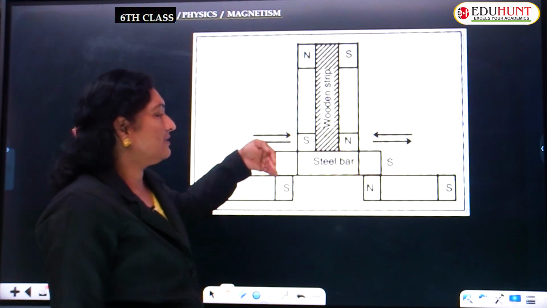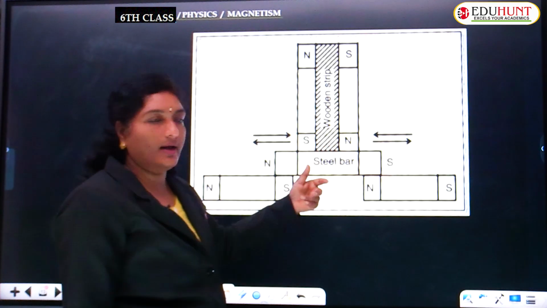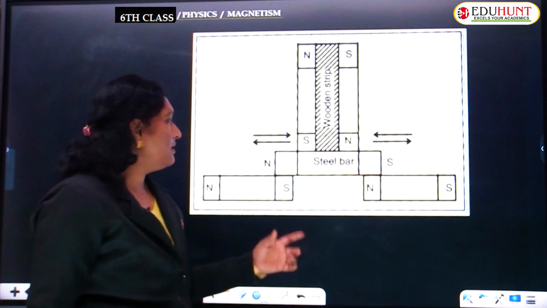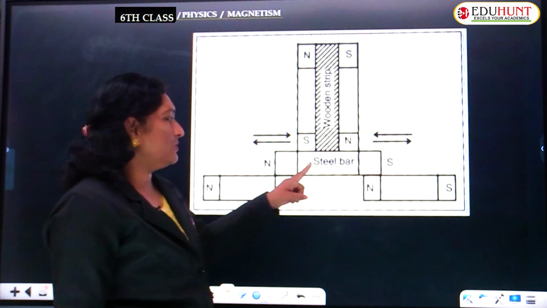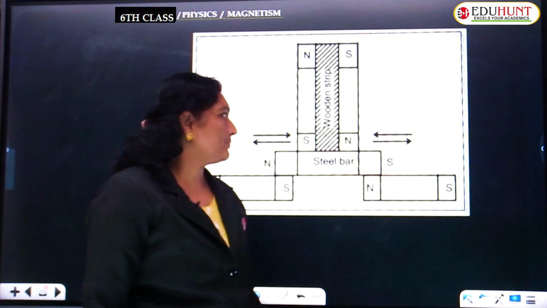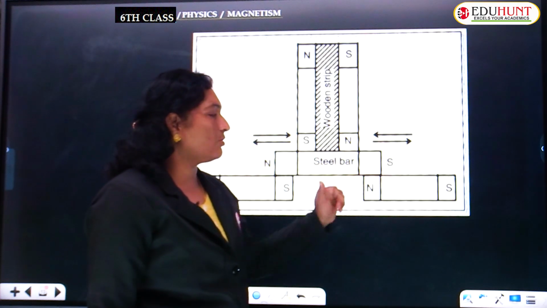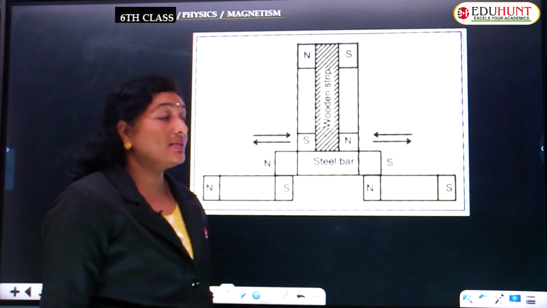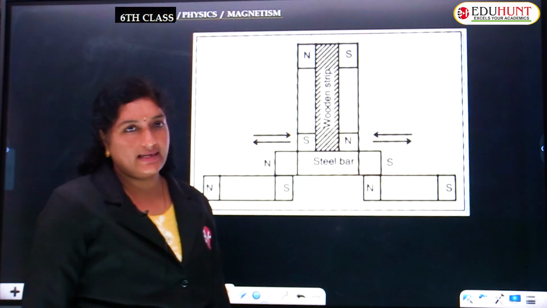To make it faster and stronger, you can even keep two more bar magnets below this, such that the opposite poles will be kept. So north and north, here a south pole is formed; south and south, here a north pole is formed. So these are the different types of getting magnetized.